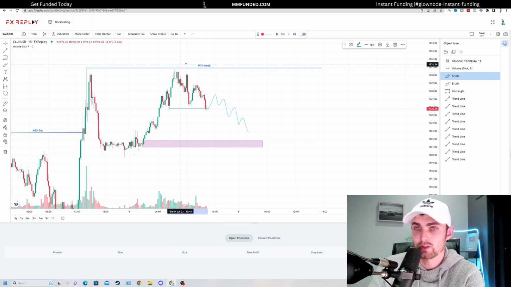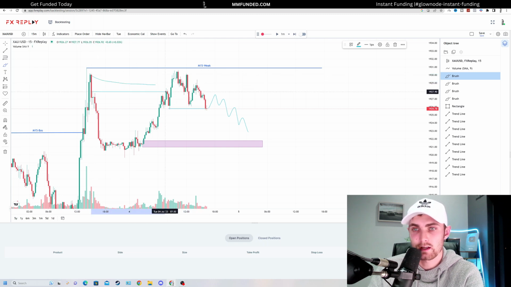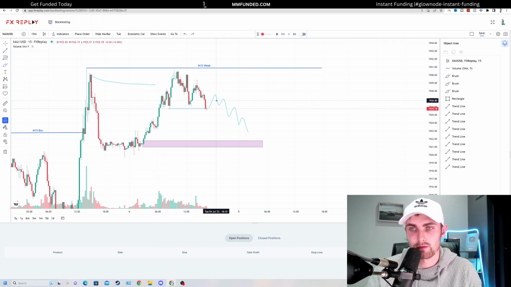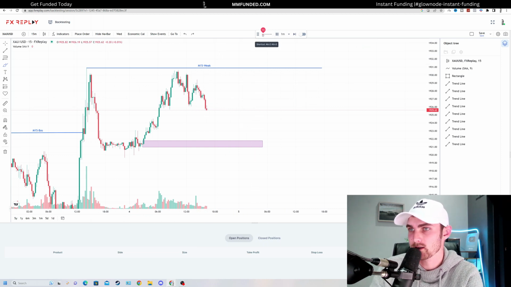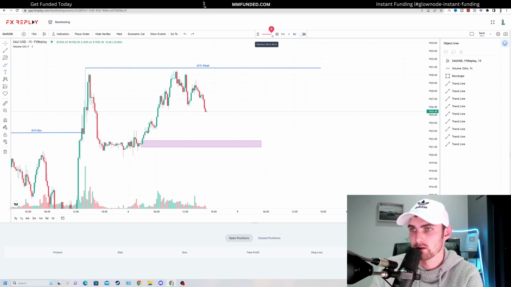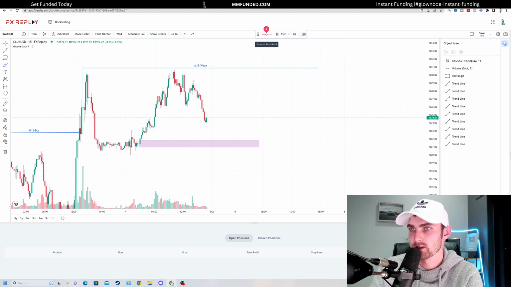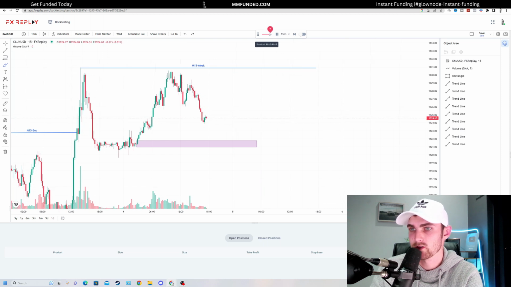Price has still not targeted the M15 week high. Instead, it's just reacting in the interim of supply zones over here. So let's continue price and see what we get. So I'm just going to speed it up slightly here until we get to our area of interest.